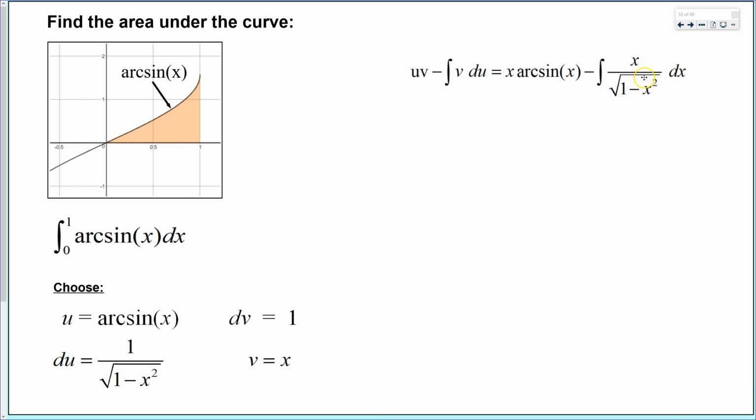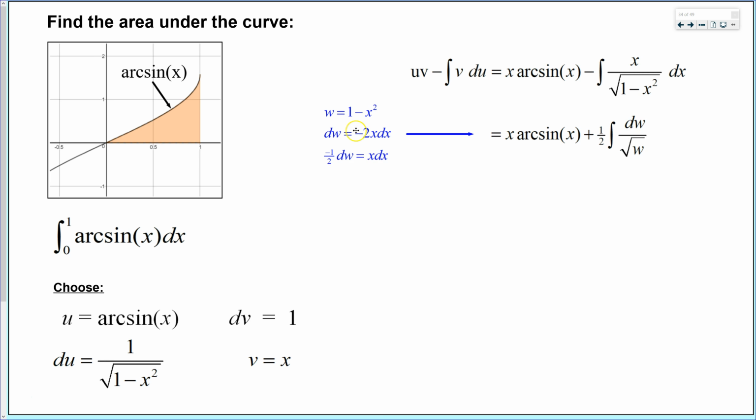Now, this did make it more complicated looking. However, this is doable through u substitution. If we let u equal this inside function here, we get, so I'm going to use a third variable now. I'm not going to use u, I'm going to use w. But if I do that substitution correctly, this is what it works out to be.